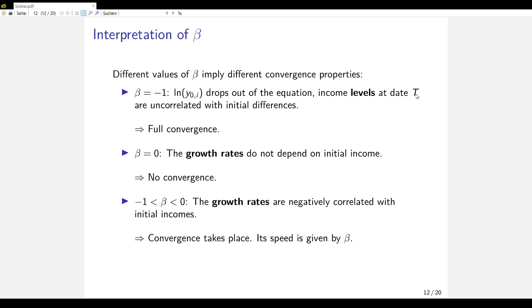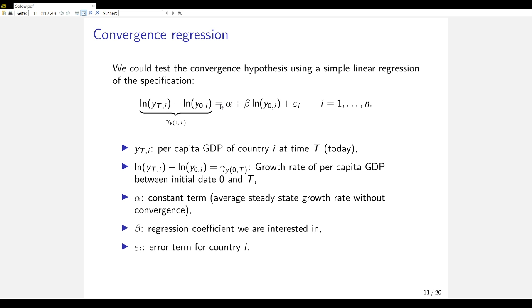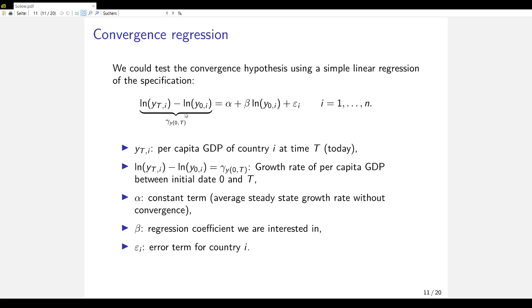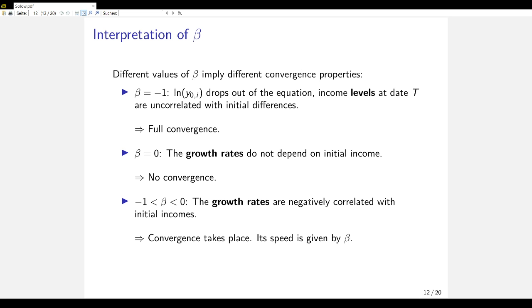If by contrast beta was equal to 0, then we would see the growth rate on the left-hand side would not at all depend on the initial income level on the right-hand side. So in this case, we would have no convergence at all. And for all beta values between -1 and 0, the growth rates on the left-hand side would be negatively correlated with the initial income level, so we would observe convergence, and the rate of convergence would be directly the beta coefficient. So the speed of convergence can be directly estimated because it's in this beta coefficient.